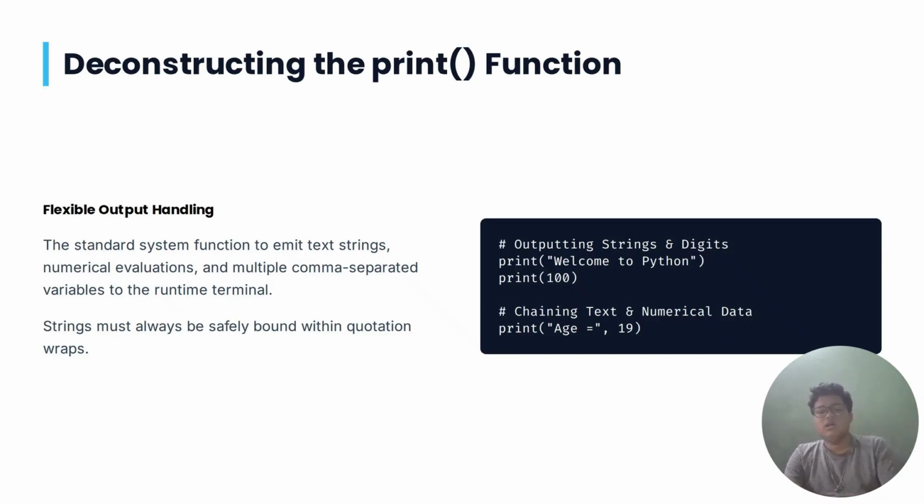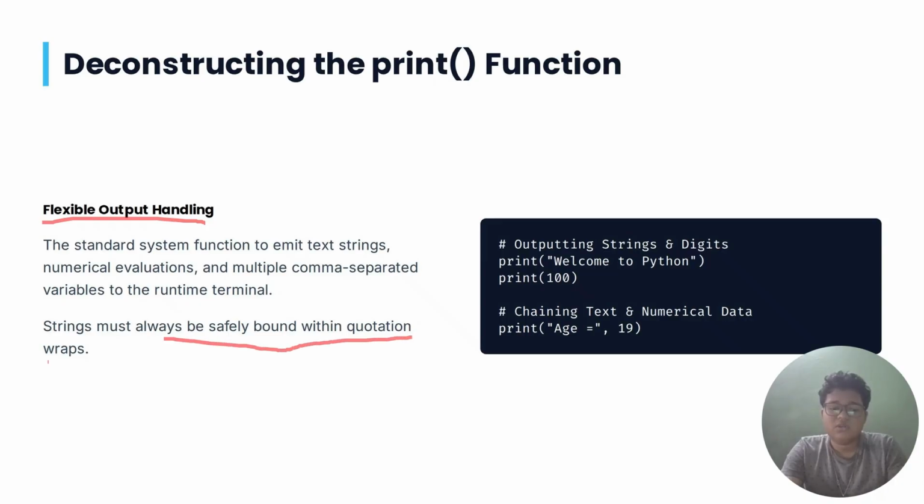We will be using the print function more to understand everything that it can do. Here is the flexible output handling. The standard system function to emit text, numerical evaluation, and multiple comma separated variables to the runtime terminal. Using this, we can print text strings, numerical evaluations, and multiple comma separated variables to the terminal. To get printed, strings must always be safely bounded within quotation marks.